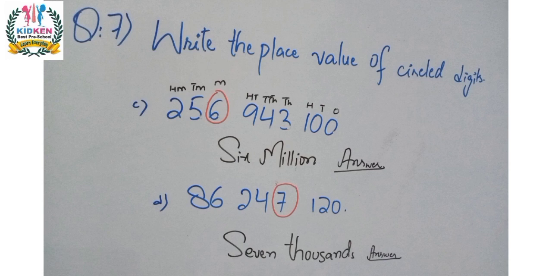Part D has 7 as the circled digit, and 7 has place value thousands. So we can write it as 7,000.